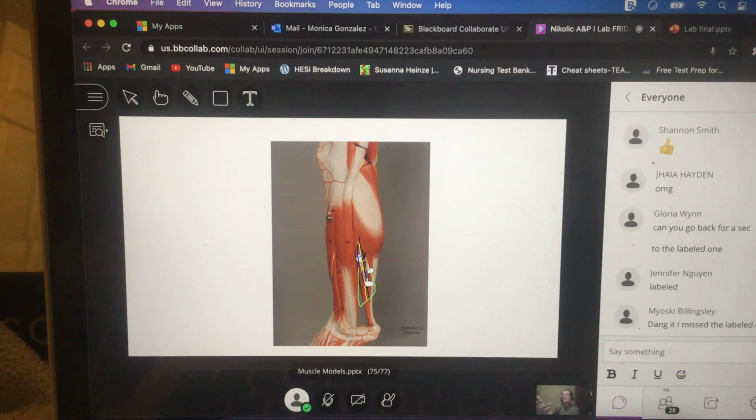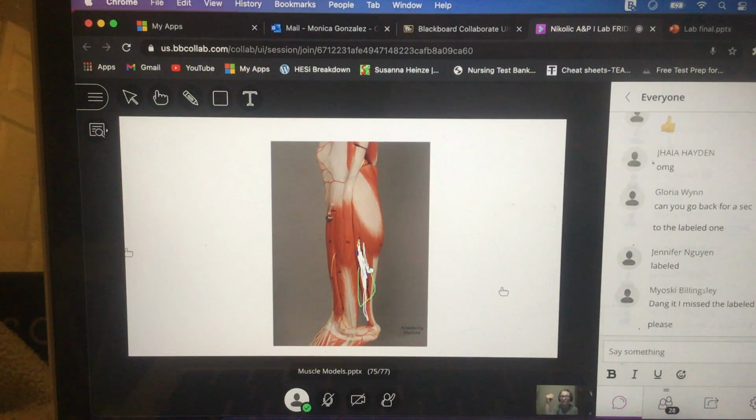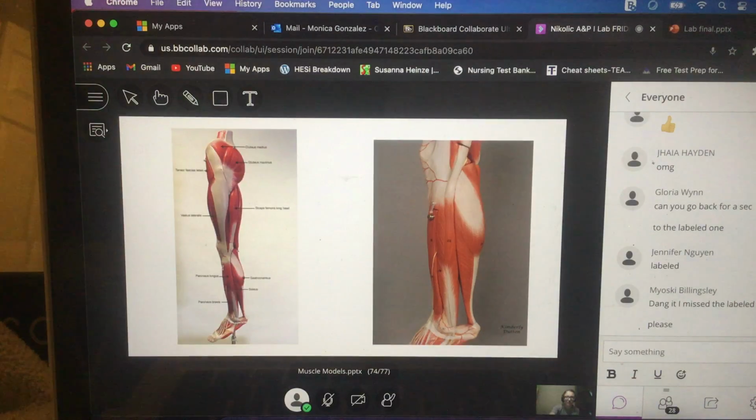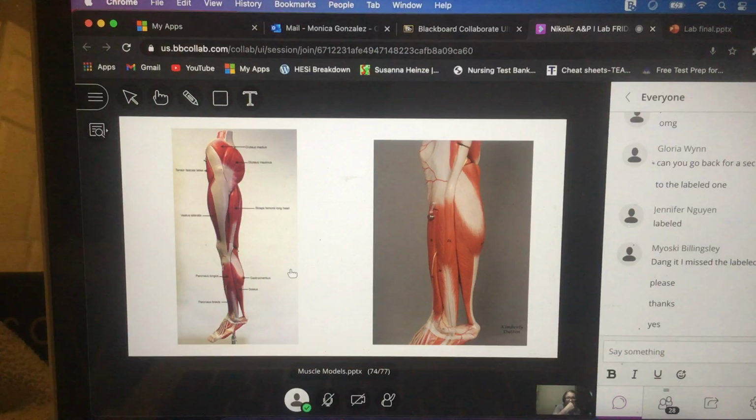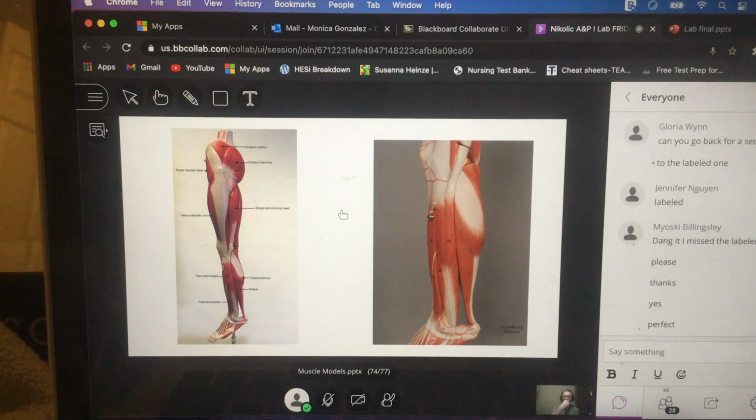Now, technically, you can see, dang, I missed the labeled one. Which one do you mean? Do you want me to go back? Okay, you want this one? Okay, yeah. Now this one, it's hard to see. You're going to have to take a picture and expand it when you're studying. But you can see where the brevis is, where the longus is, the gastrocnemius and soleus. Okay, got it? Good. All right, awesome.